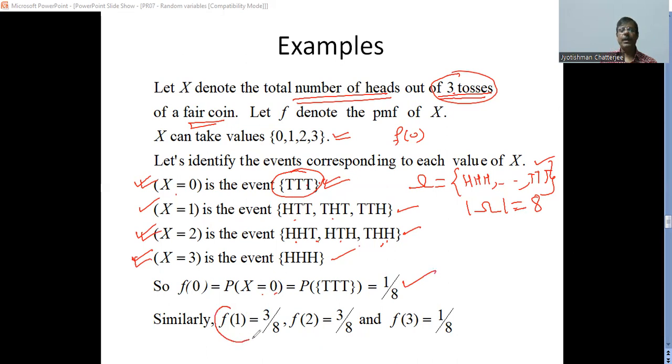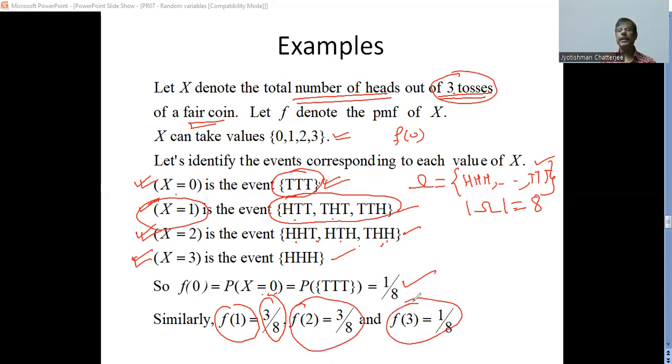How about F1? F1 is what? Probability of this event, capital X equal to 1. What is the capital X equal to 1 event? That is this event, which has exactly 3 outcomes. That's why the probability of that event must be equal to 3 by 8. Similarly, F2 is equal to 3 by 8 and F3 equal to 1 by 8. So we have got all the values of importance.